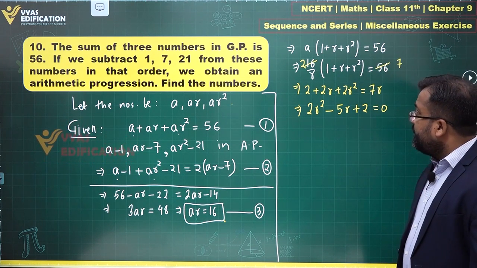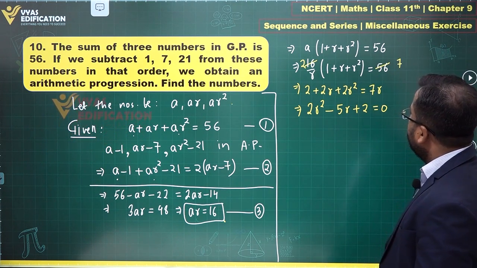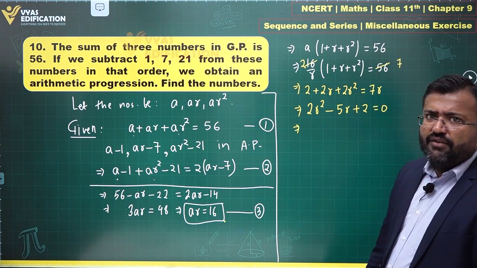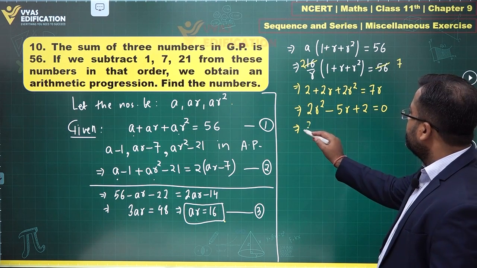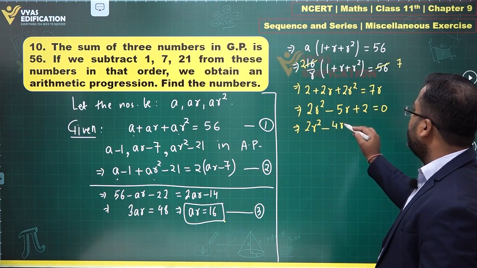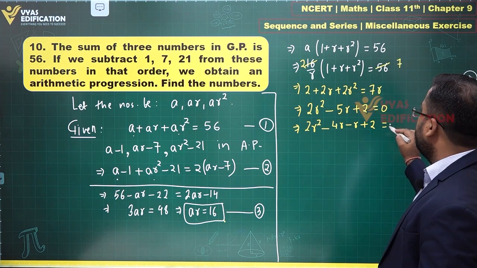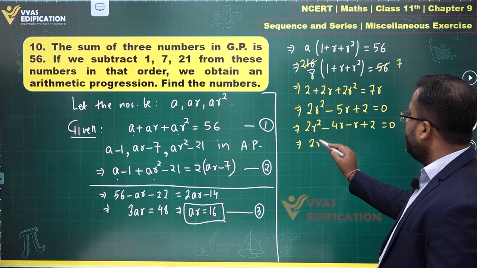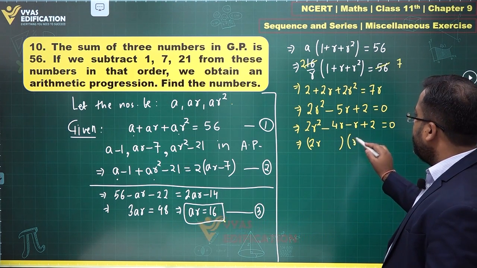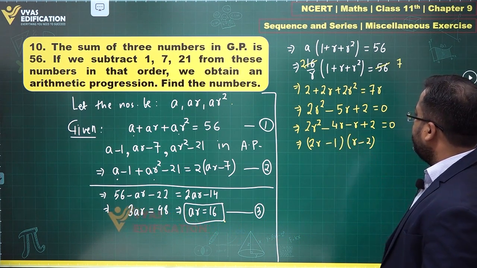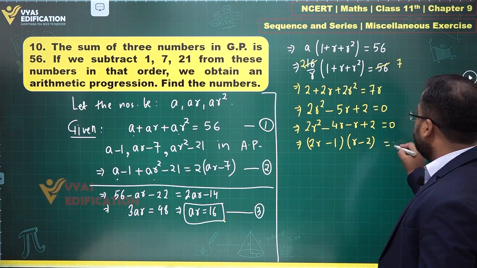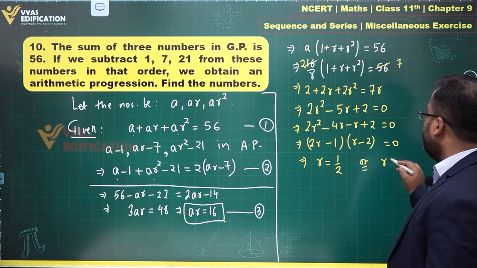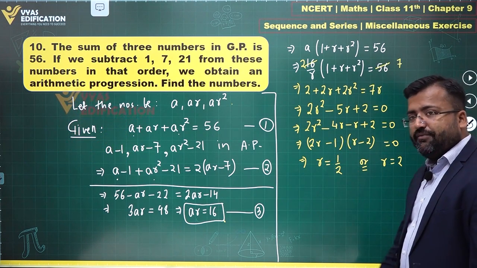Now this equation can be factorized to give you the value of R. How will we factorize this? 2 into 2 is 4, so you'll have to write 5 as a sum of factors of 4, which is 1 and 4. So 2R square minus 4R minus R plus 2 is equal to 0 is what I seem to get. One of the factors will be, you can take out 2R common. What remains is R minus 2. You can take out minus 1 common from here. This is what you get. This equals 0, that tells me R will be equal to 1 by 2 or R will be equal to 2, from this factor or this factor, right?